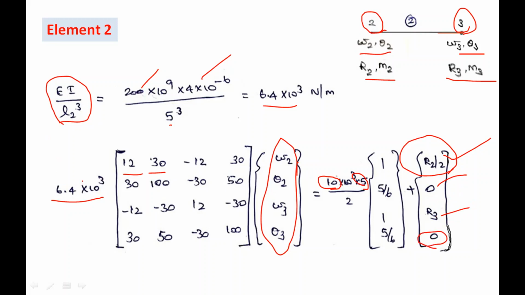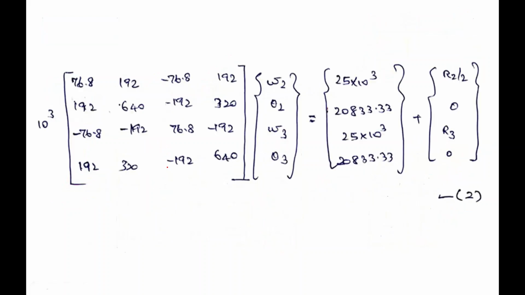Now keep this 10 power 3 common outside the matrix. Multiply the 6.4 inside the matrix. So we will get 10 power 3, 76.8, 192, minus 76.8, like this. In the right hand side we are getting 25 into 10 power 3, 20,833.33, all these values. And R2 by 2, 0, R3, 0. This is the second element characteristic equation.